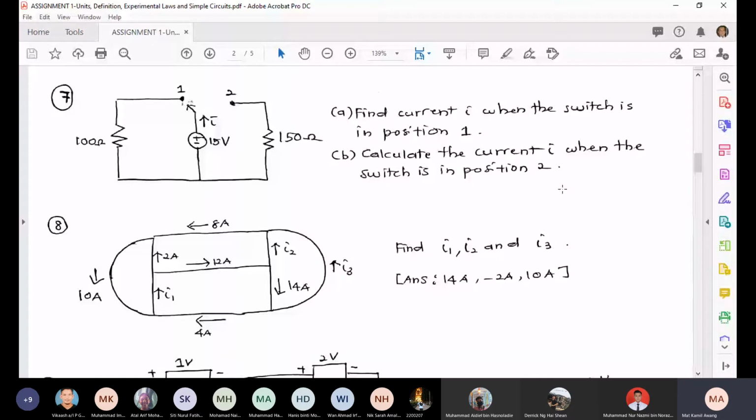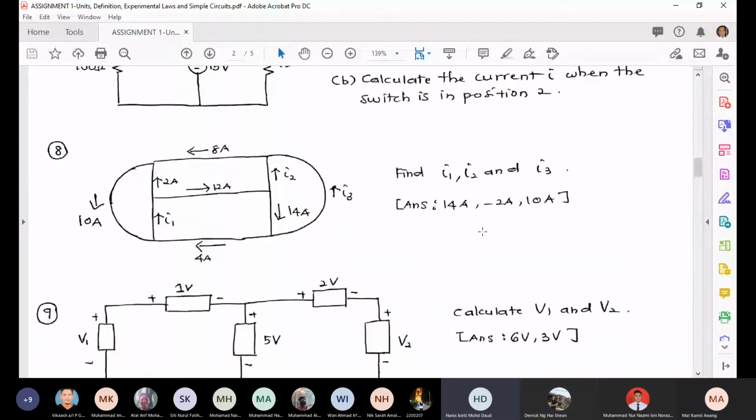So what is part A? What's the current? 0.15 ampere, 15 divided by 100. For the other one, part B, 15 divided by 150. Okay. 0.1 ampere.